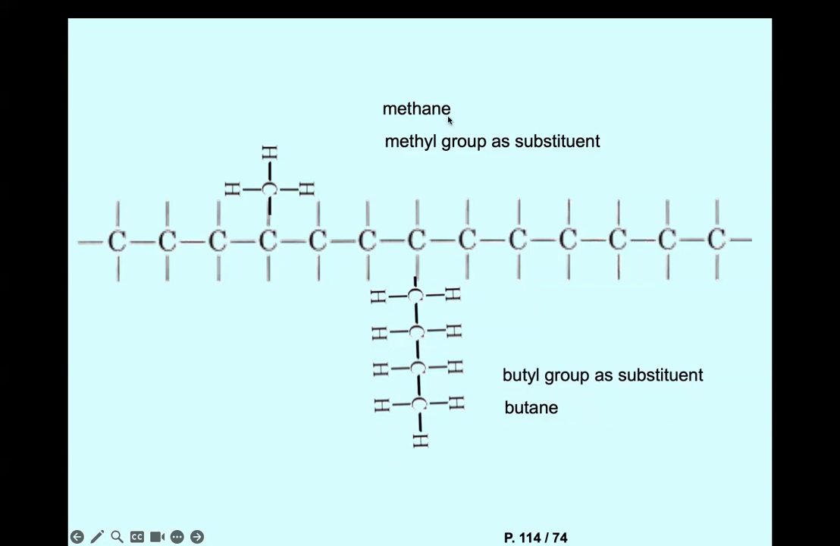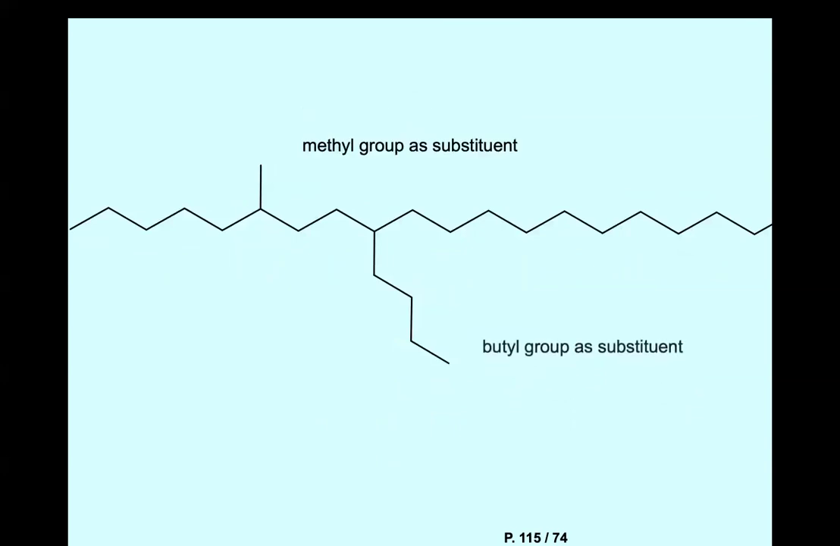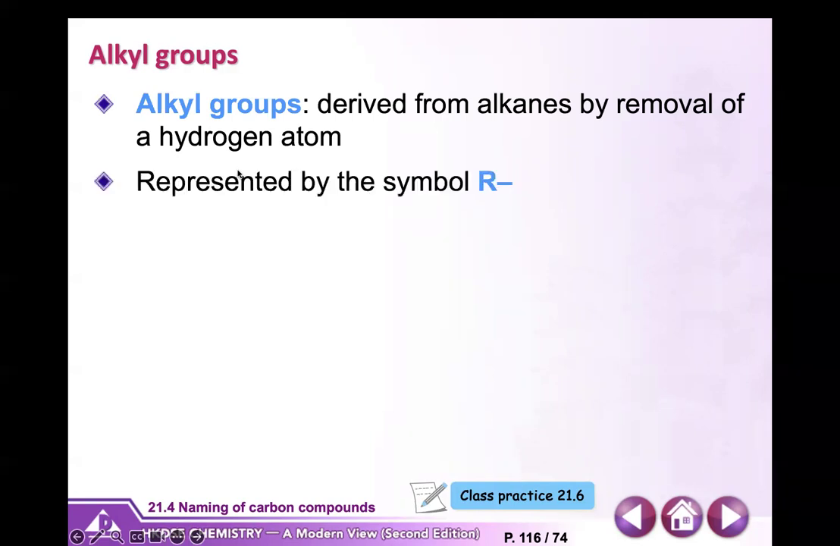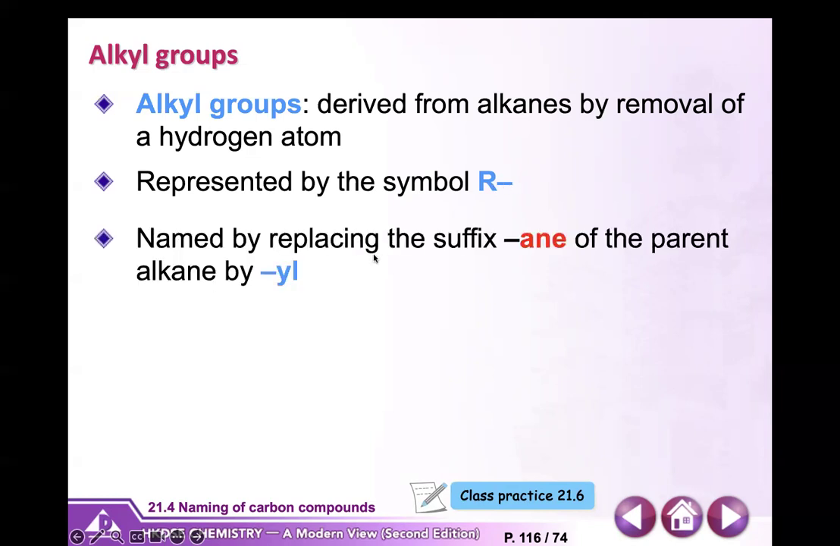Please observe that the change, in fact, is just changing ANE to YL, methane becomes methyl. So methyl group or butyl group as substituents. The alkyl groups are derived from alkanes by removing a hydrogen atom, then substituting into the hydrocarbon chain. We may simply represent this by the symbol R and then a dash. So the name is made by replacing the suffix ANE of the parent with YL. So it is no longer an alkane, it is an alkyl group.